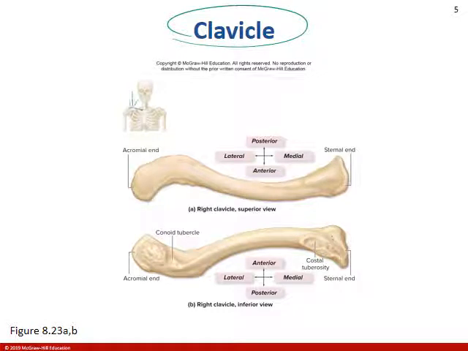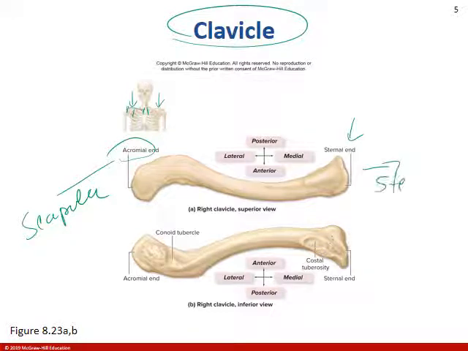You can see that there is a right and a left clavicle, that it attaches or articulates to the manubrium of the sternum, and then over here to the scapula. So the acromial end goes to the scapula side, and obviously the sternal end is going to attach to the sternum, specifically the manubrium of the sternum.